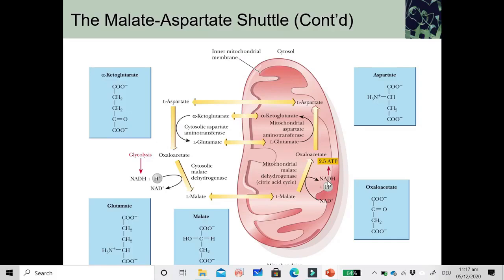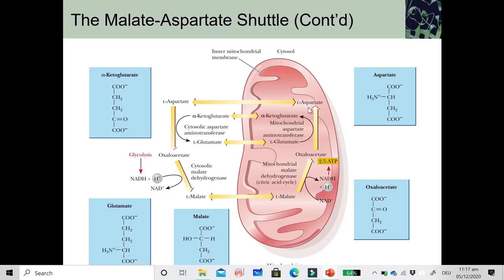So it produces one NADH, which will of course be oxidized in the electron transport chain, and it does not bypass complex 1. So from complex 1, complex 3, and complex 4, you're going to generate 10 hydrogen ions, which is equivalent to 2.5 ATP. Now, what happens to oxaloacetate? Because oxaloacetate cannot be transported across the inner membrane, it is transaminated by mitochondrial aspartate aminotransferase.